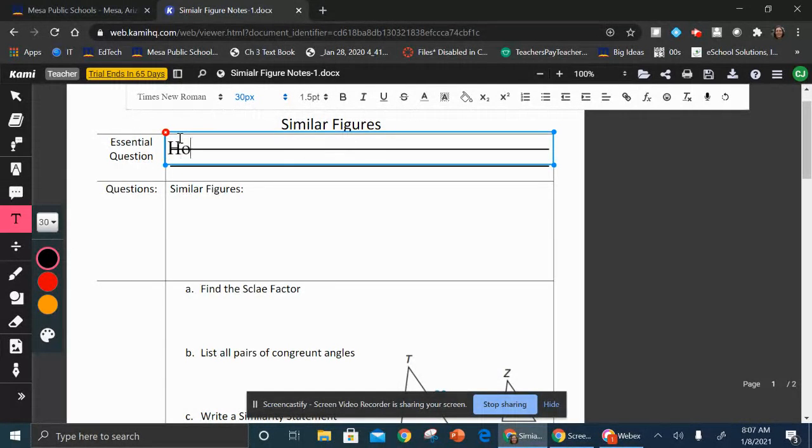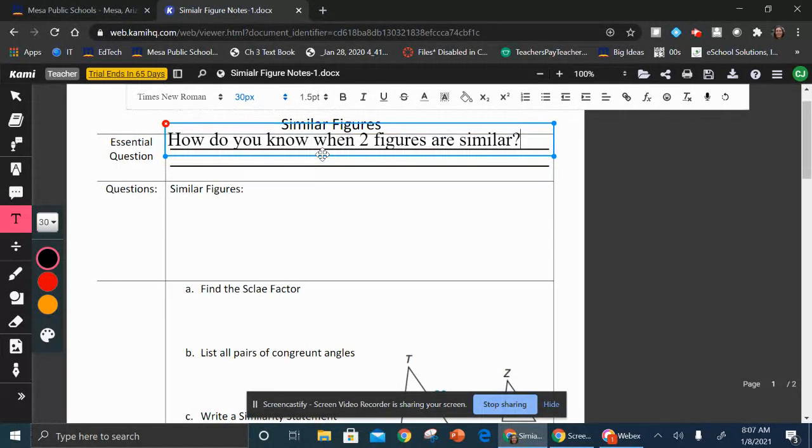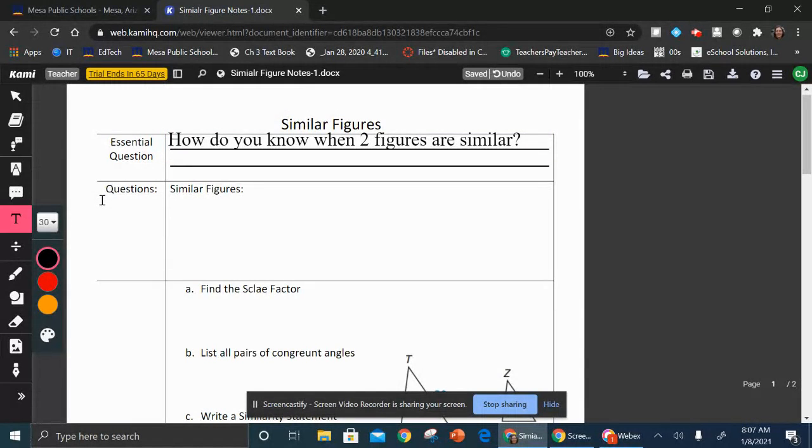So I can write, how do you know when two figures are similar? Okay. So that's our essential question. Okay, and everybody also using the text box. Okay, so I'm going to be using the pen.